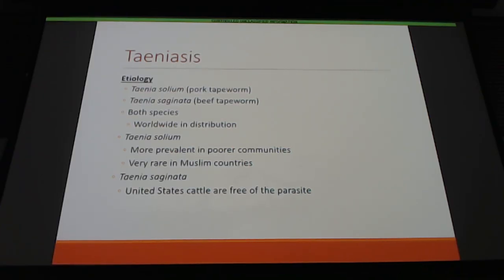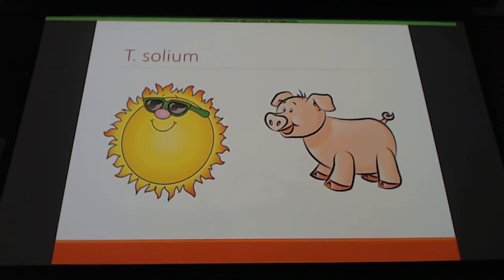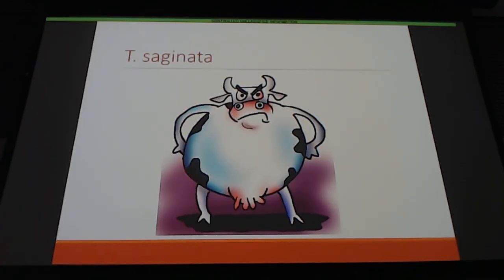The FDA does do a pretty decent job of ensuring that our meat has no parasites for the most part. That is part of their job. So if you remember sunny pig, that'll be your Taenia solium. And if you remember angry cow or saggy cow, that'll be Taenia saginatum.